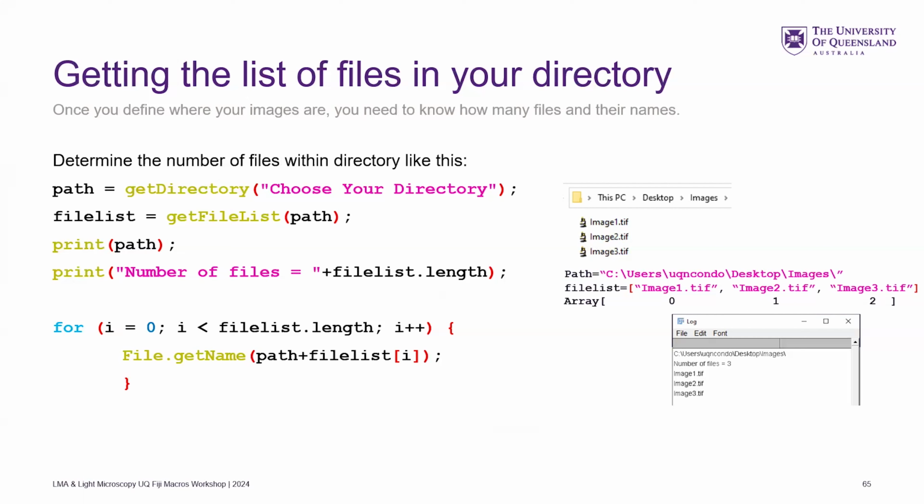Then you can say, for the length of how many files there are, go through each one, as we learned about loops, to get the file name. What would happen is we've printed the path. We counted the number of files using getFileList, so it says number of files equals 3. And then I loop over each one, printing their name. That's a new command as well, File.getName. But hopefully that makes sense.